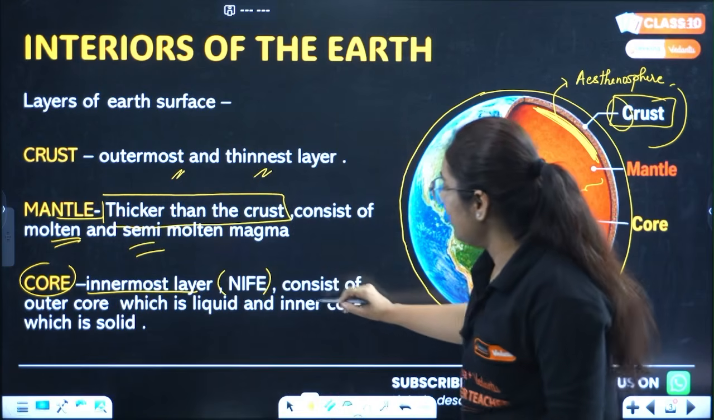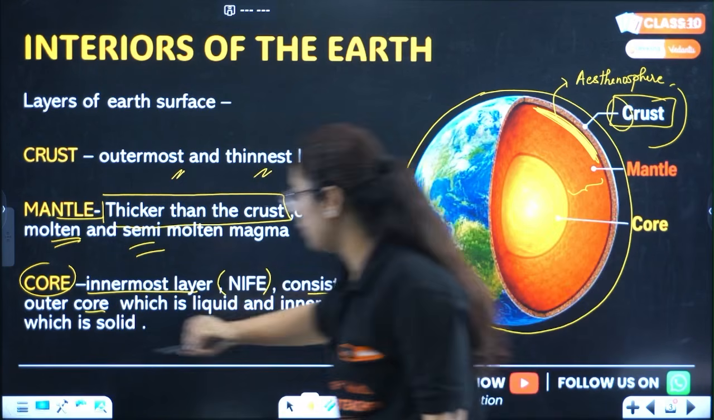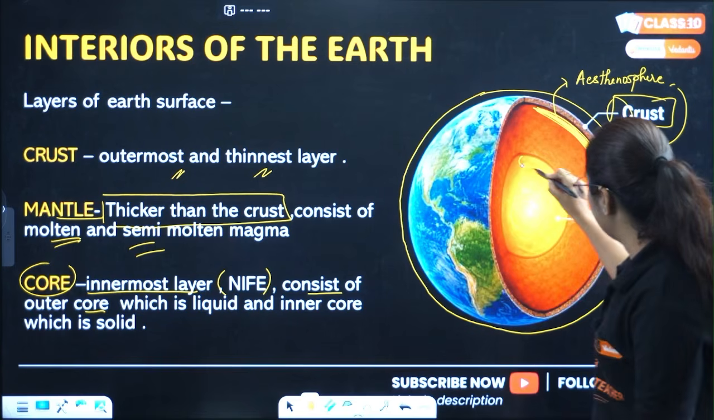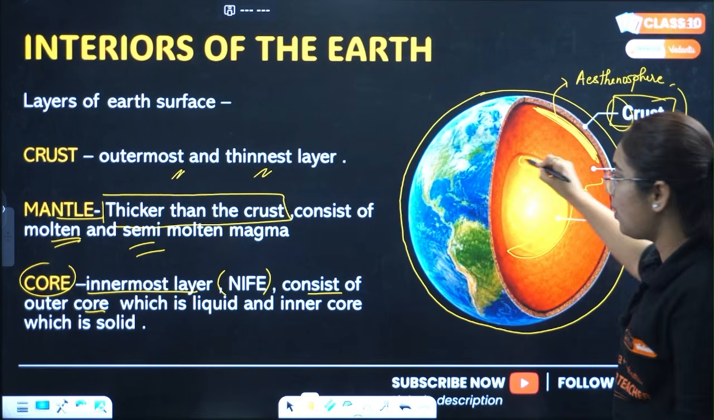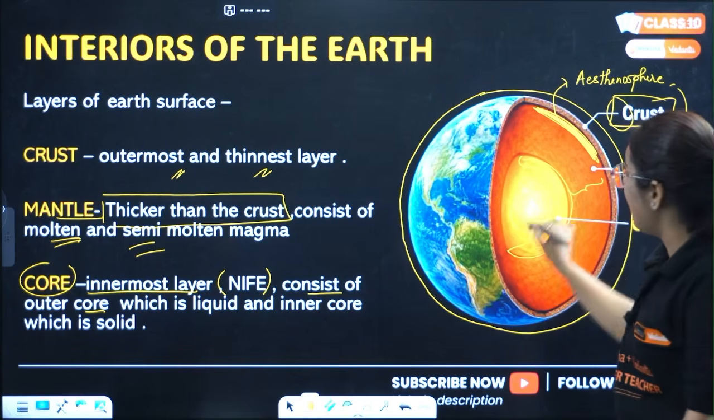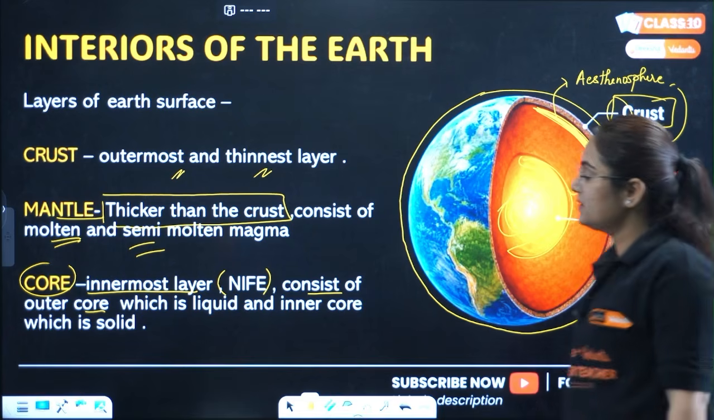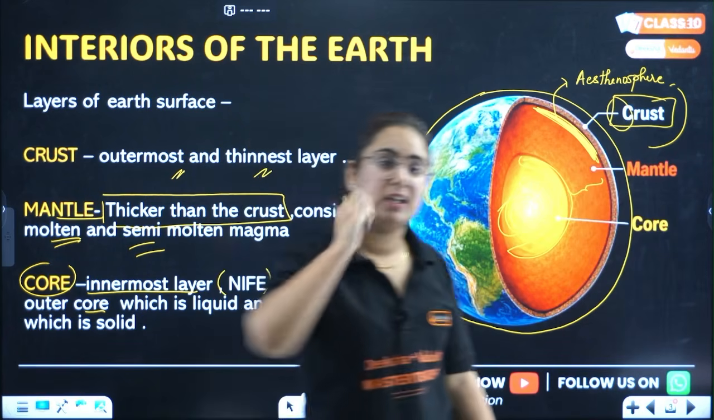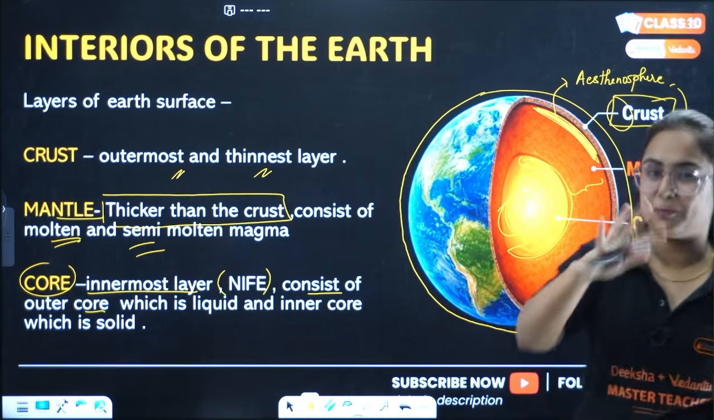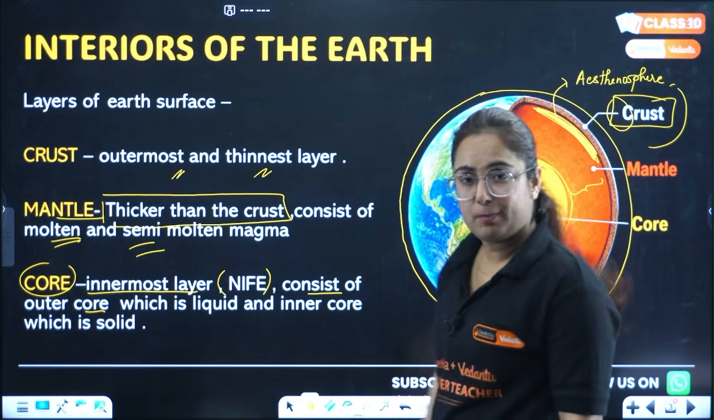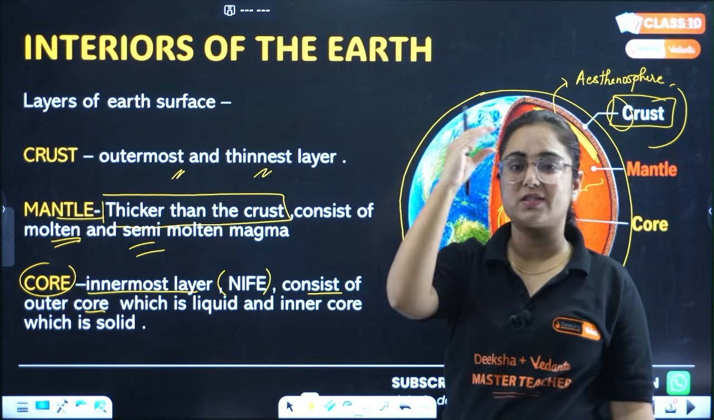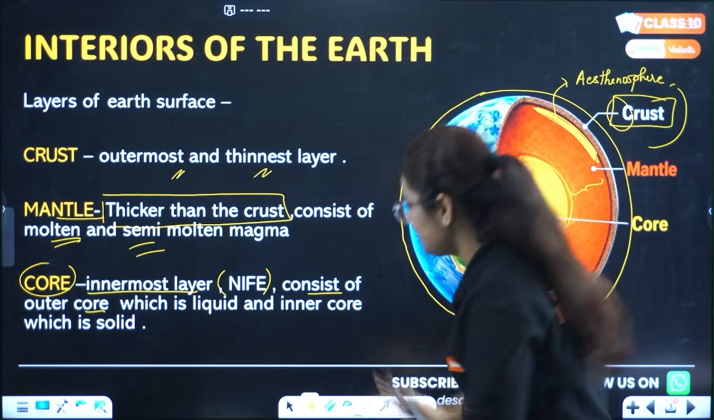Okay? So it consists of an outer core and an inner core. The strange thing here is that the outer core is liquid. However, the inner core is solid in nature, which is quite strange, but it is due to the formation, due to the pressure and all. Getting my point? So how many layers are there in the earth? There are 3 layers: crust, mantle, and the innermost is core.